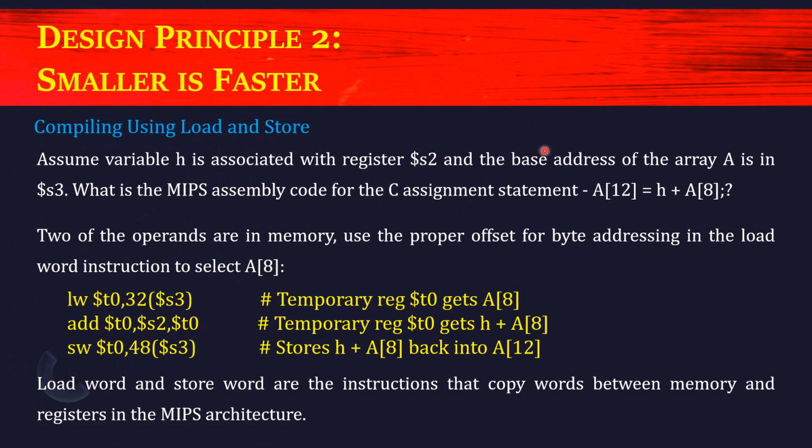Now let's look at an example which makes use of the load and store commands. We are given a C statement: A[12] = h + A[8]. This A is a memory operand. The register $s2 is associated with the variable h, and the starting address of the array A is in $s3. Two of the operands are in the memory, so we need to make use of the proper offset for byte addressing in the load word to select A[8].